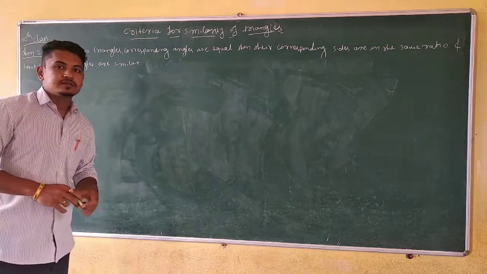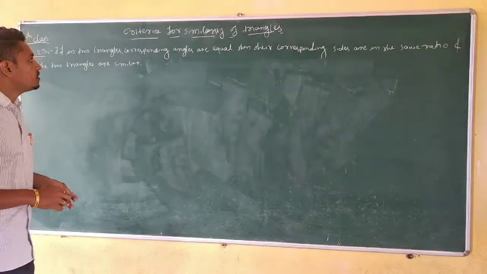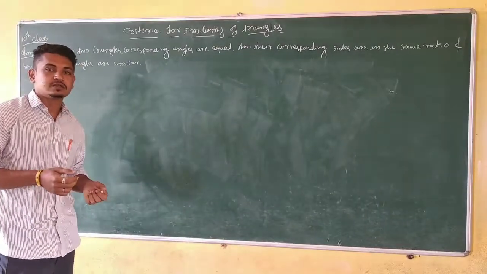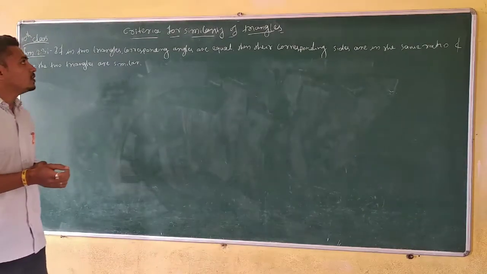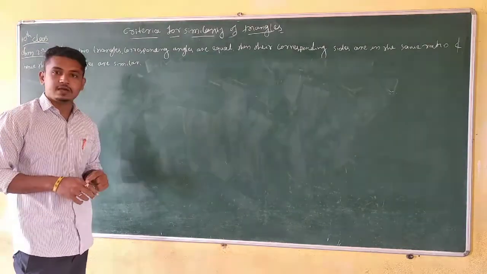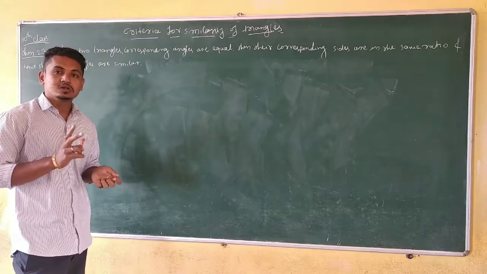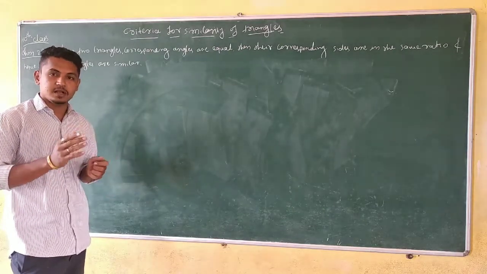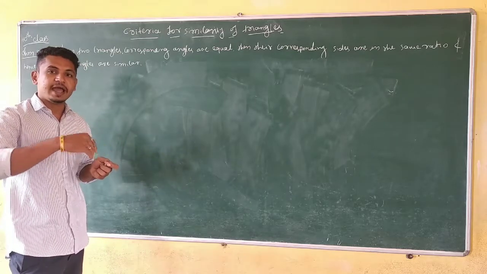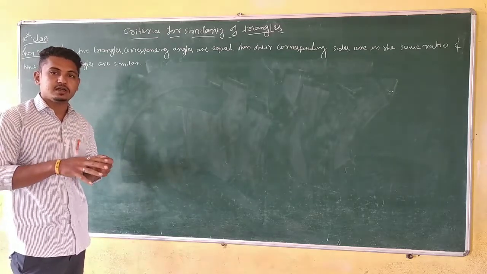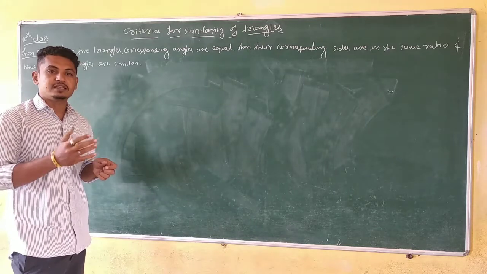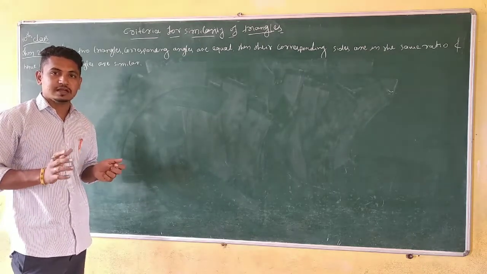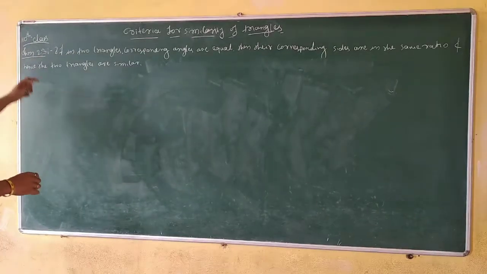So hello my dear students, today in this class we will discuss the criteria for similarity of triangles. In the last class you already learned what the criteria for similarity of triangles are. Two triangles are similar if their corresponding angles are equal to each other and their corresponding sides are in the same ratio or proportion. Is it right? Now see here, this is a theorem.